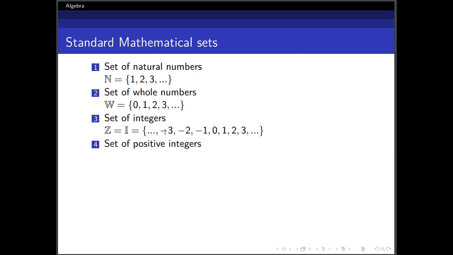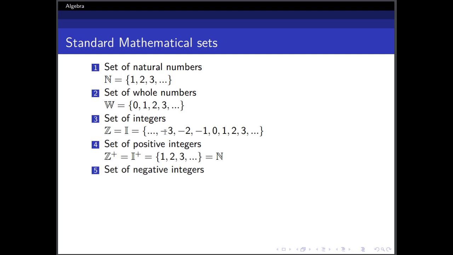Another standard mathematical set is the set of positive integers. It is denoted by Z plus or sometimes I plus, and it is nothing but the set of natural numbers. Similarly, we can define the set of negative integers. It is denoted by Z minus or I minus, and it is just minus 1, minus 2, minus 3, and so on, or we can denote it by minus N.